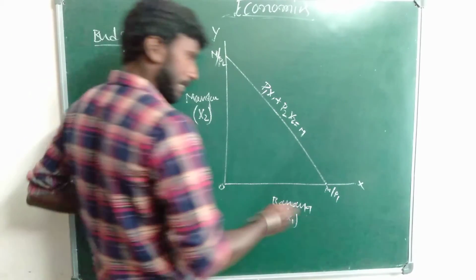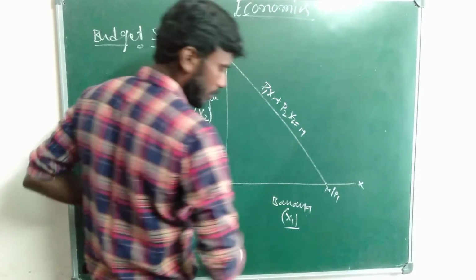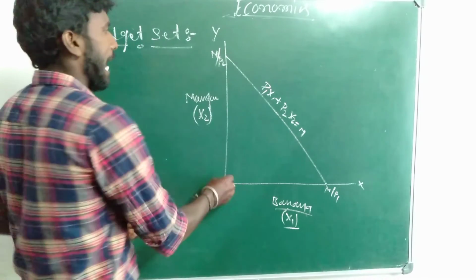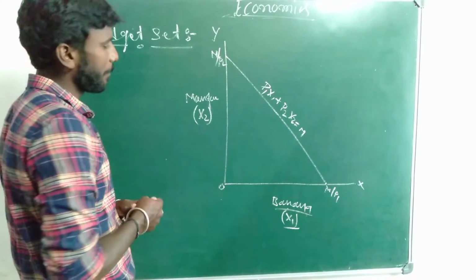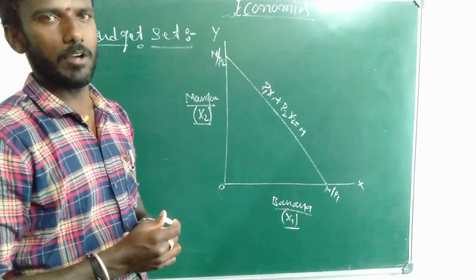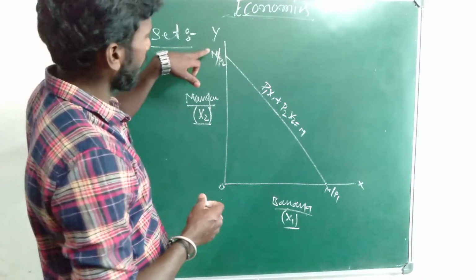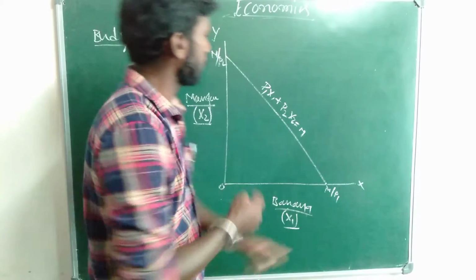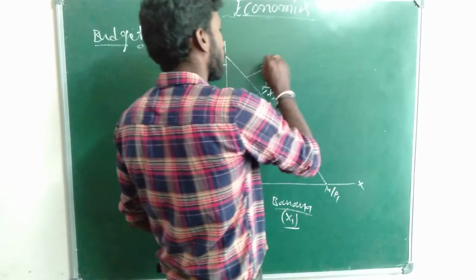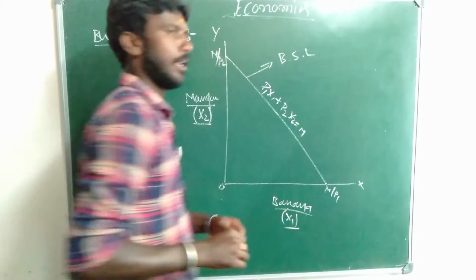See students, in this graph or diagram, on the x-axis we plotted good one, x1 or banana, and on the y-axis we represent x2 commodity or mango, or the good two. Now in this diagram, m by P2 and m by P1, a left to right downward sloping curve will be there. That curve we are going to consider the budget set line.